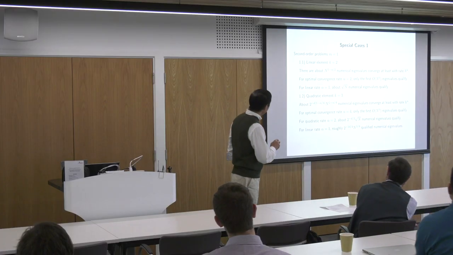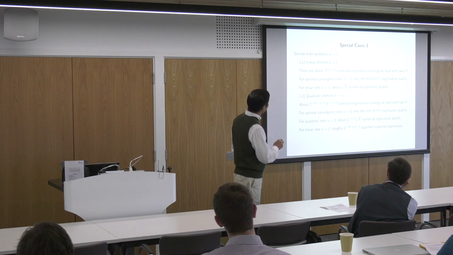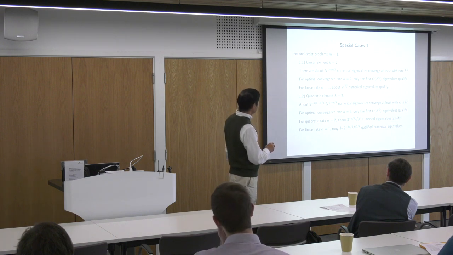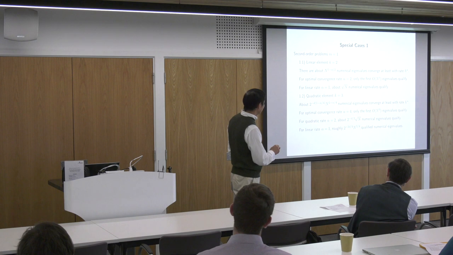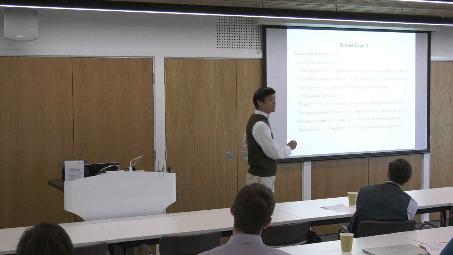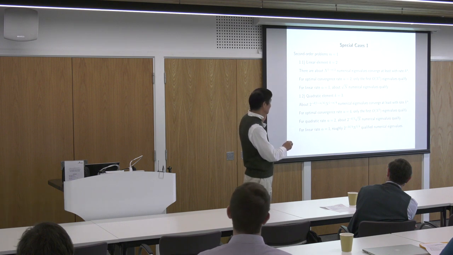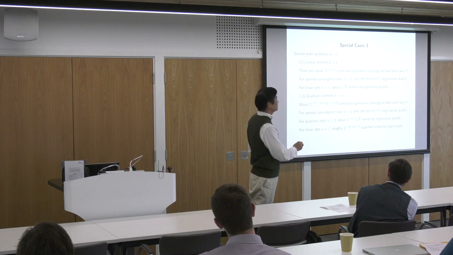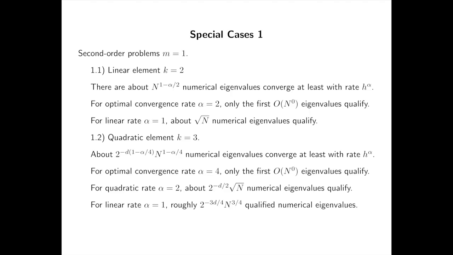And for linear rate, alpha equals 1, we have square root of n numerical eigenvalues qualified. And for the quadratic element, k equals 3, this is improved. If you want the fourth order optimal convergence, with the quadratic element you have fourth order convergence for the eigenvalue, optimal. But this is n to 0. Only a few are qualified. But if you want a quadratic rate, you have something like square root of n, right? That's square root of n.